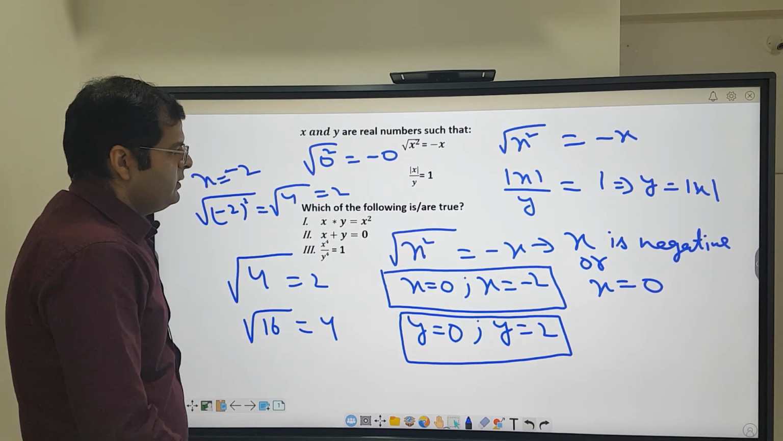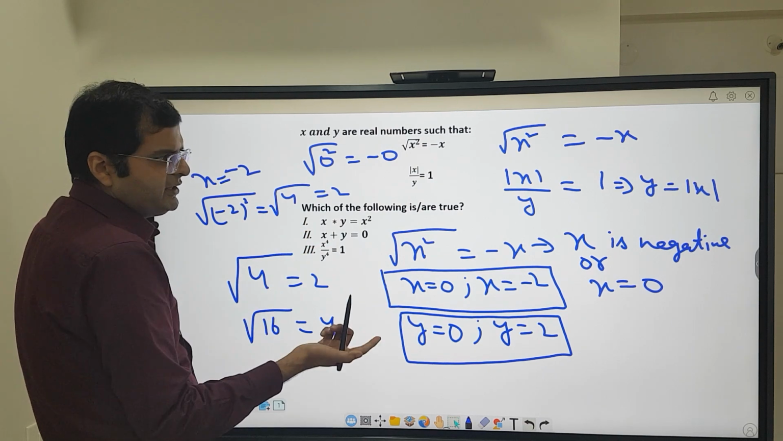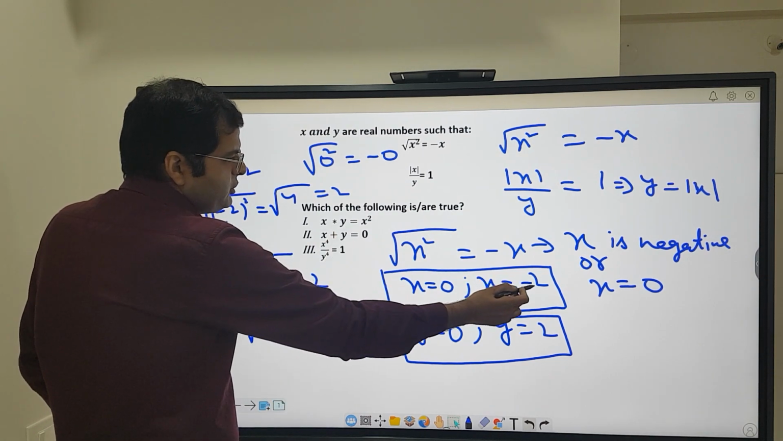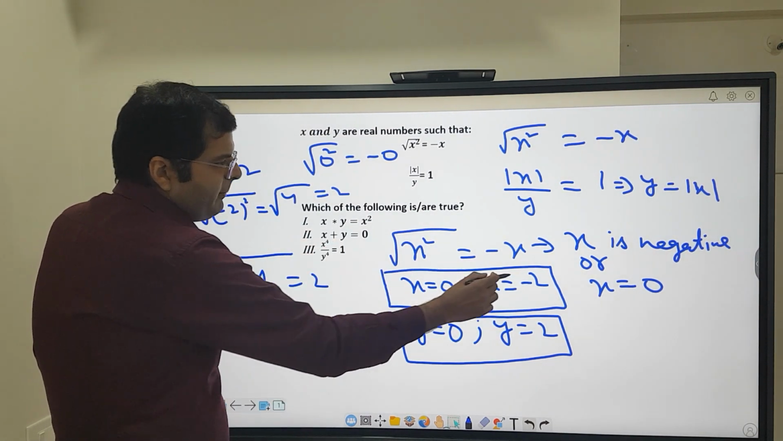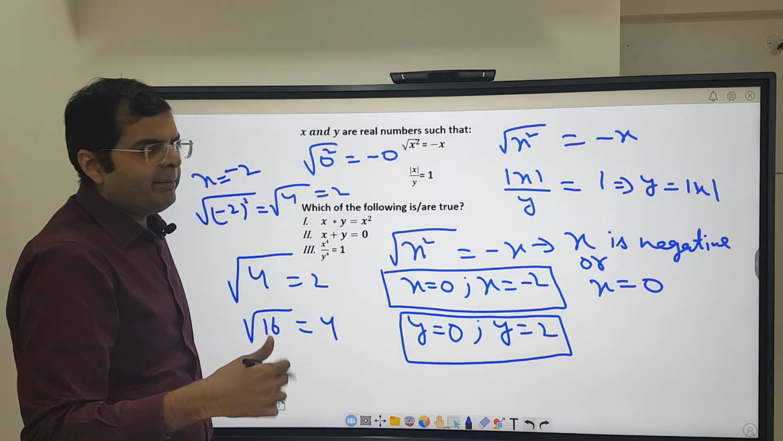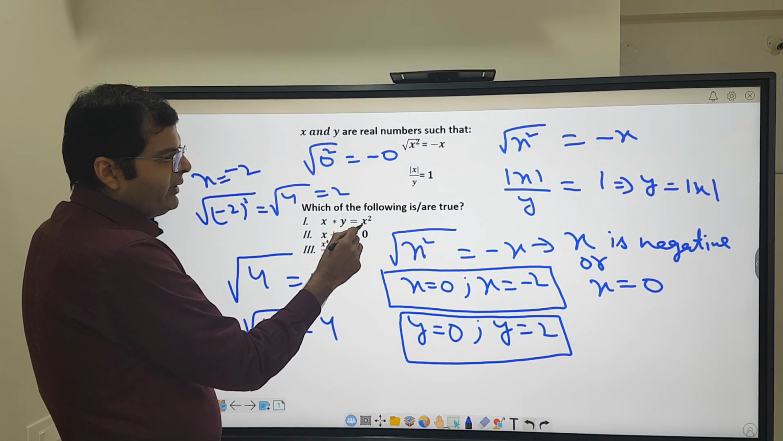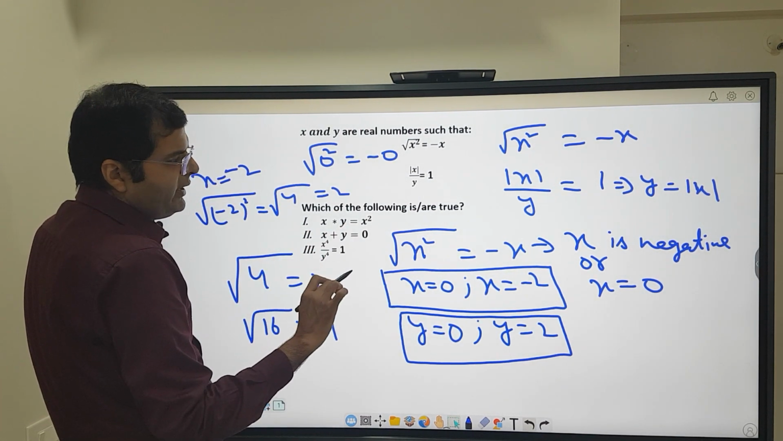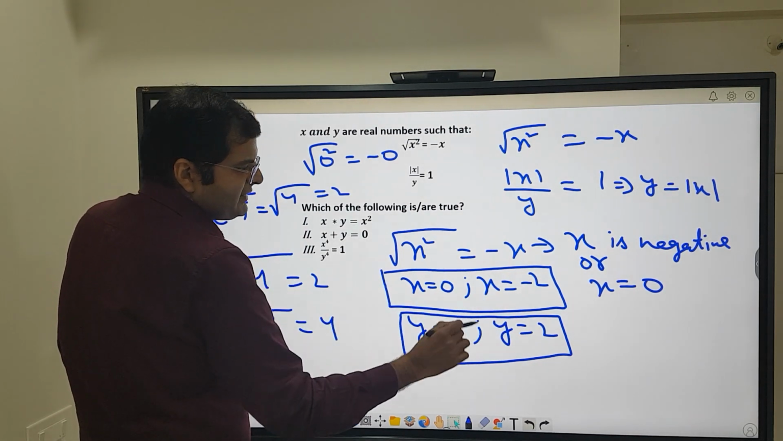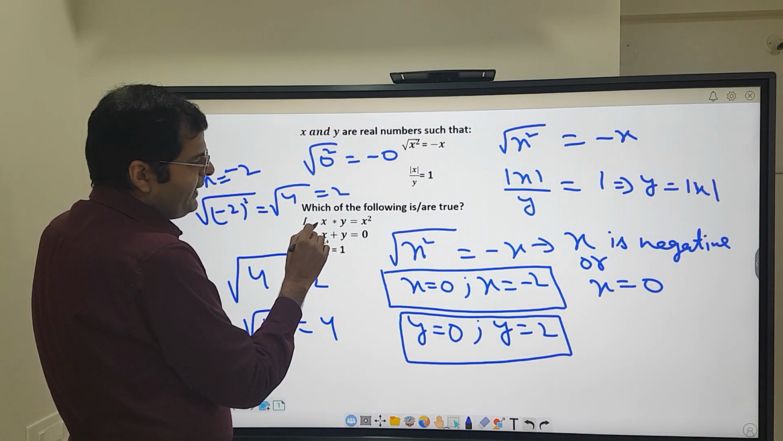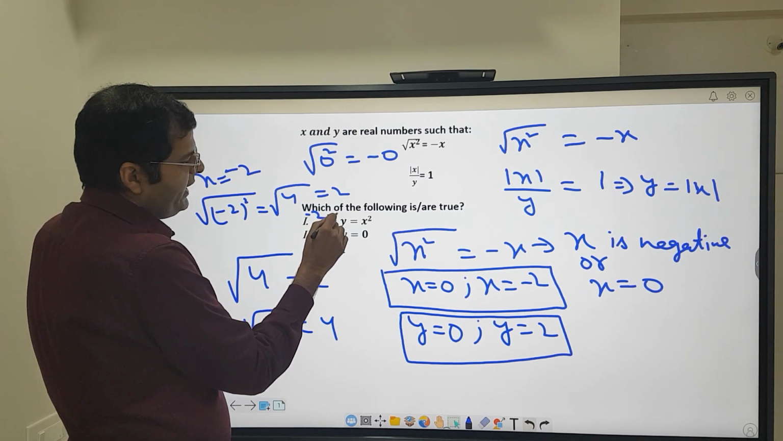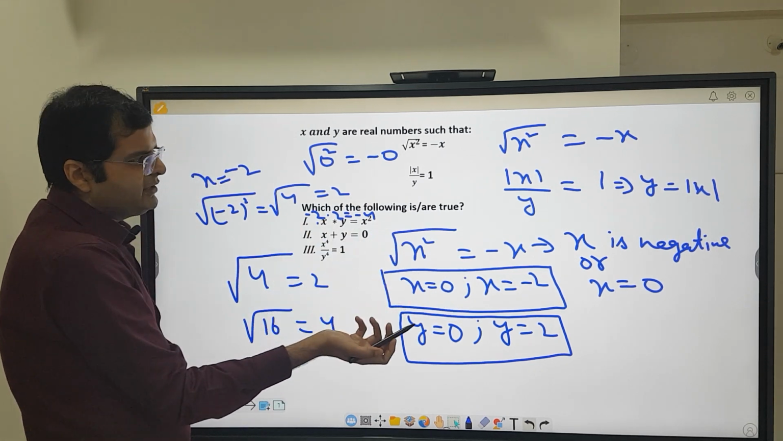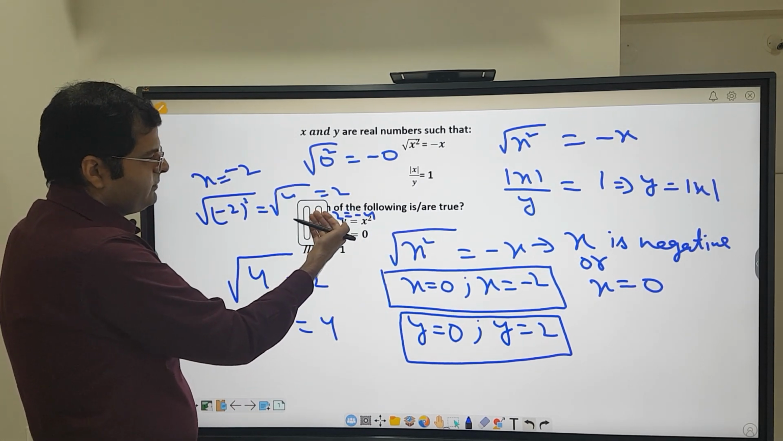x into y, if I do. If x is 0, y is 0, 0 into 0 is 0, which is equal to 0 square. So it is true here. But if I take x as minus 2 and y as 2, x into y will be minus 2 into 2, which is minus 4, but it is not equal to x square. x square when x is minus 2 becomes 4. So x into y is not equal to x square when I am taking x as a negative number. So this is not true here.